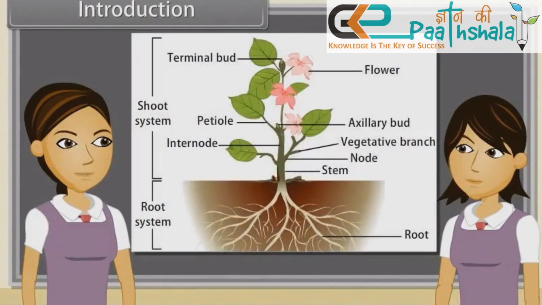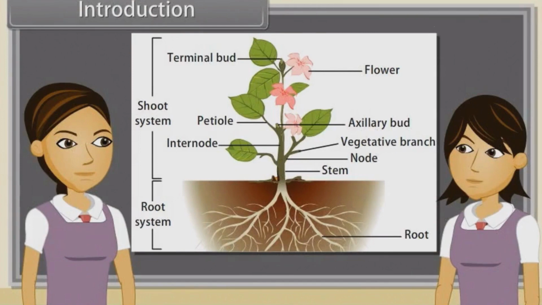When we observe a plant, we see that every plant has roots, stem, and leaves. Plants also have flowers and fruits. We have already discussed characteristics, types, modifications, and functions of roots. Now we will study stem.